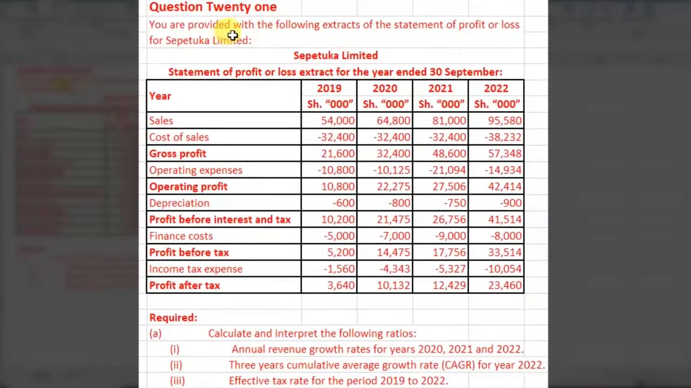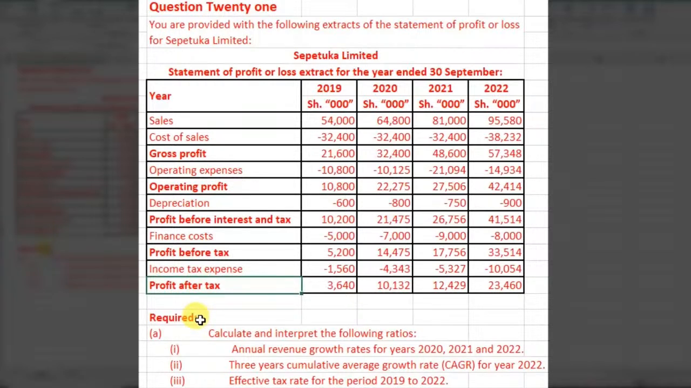You are provided with the following extracts of the statement of profit and loss for Sepetuka Limited. So you can see you've been given the statement of profit and loss from the years 2019 through to 2022. The sales are provided, cost of sales, the gross profit is also given, operating expenses, operating profit, depreciation, profit before interest and tax, finance costs, profit before tax, income tax expense, and profit after tax.